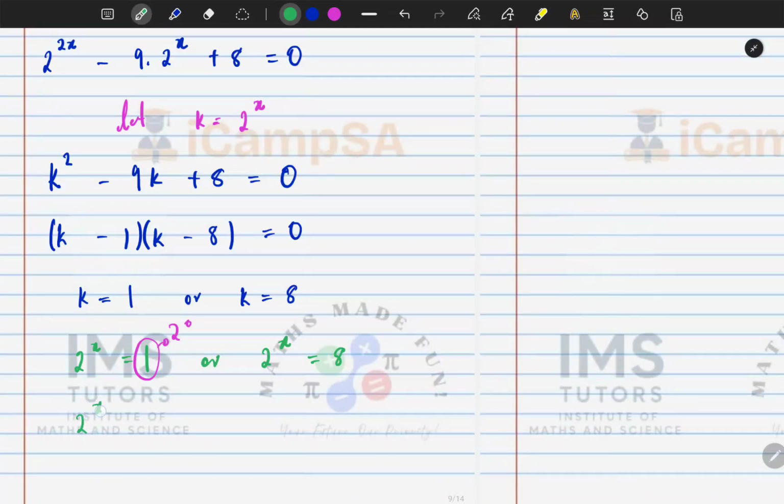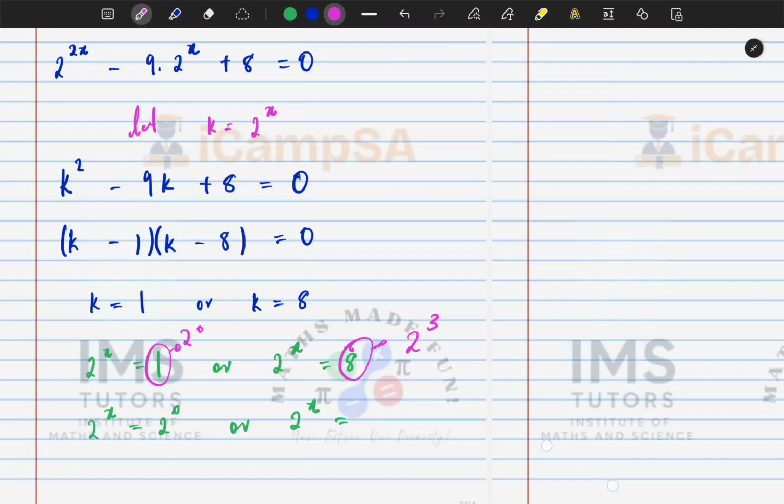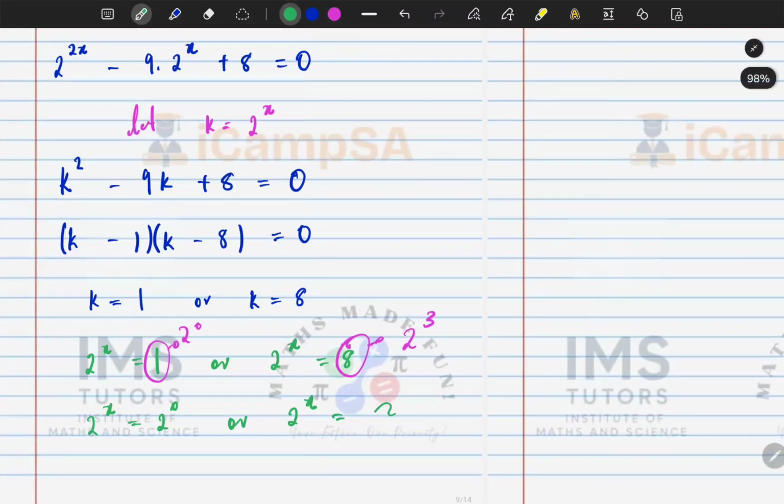Right, so we can say 2 to the power of x is equal to 2 to the power of 0, or 2 to the power of x equals 8. What we are trying to do is have the same bases, right? So how can we write 8 to have a base of 2? It is going to be 2 to the power of 3, right? Because 2 times 2 is 4, times 2 is 8.